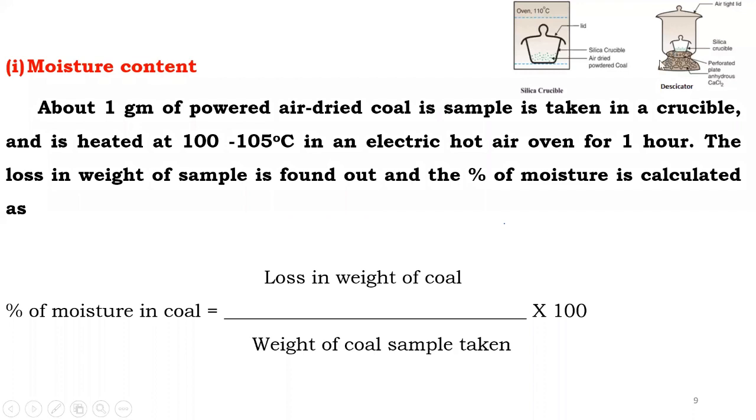A desiccator contains some anhydrous CaCl2, anhydrous calcium chloride. Calcium chloride, if added to any substance, will absorb the moisture from the substance. So if you keep it for 5 or 10 minutes, any moisture present will be absorbed. That is the use of CaCl2, and this is called a desiccator. Generally this is used in high research laboratories, but right now it is not that relevant to this subject.